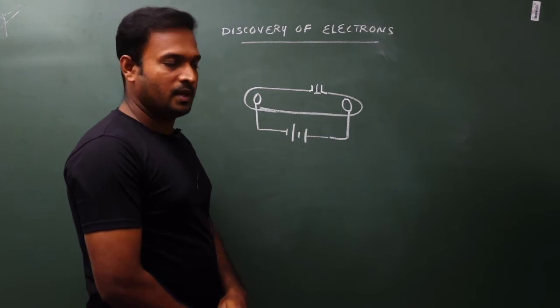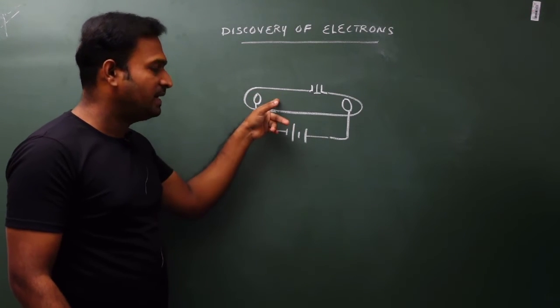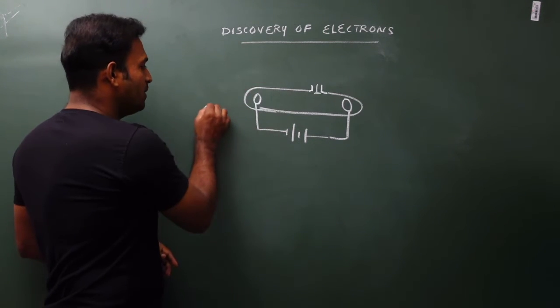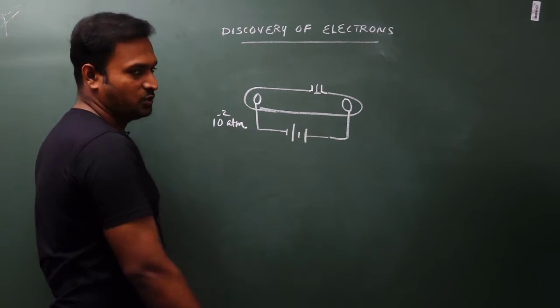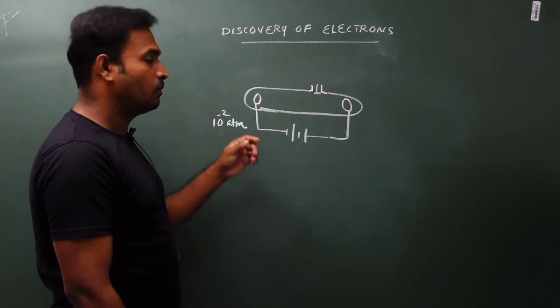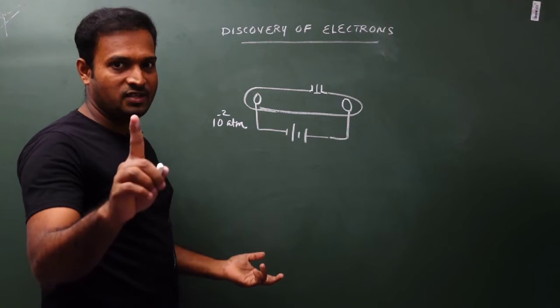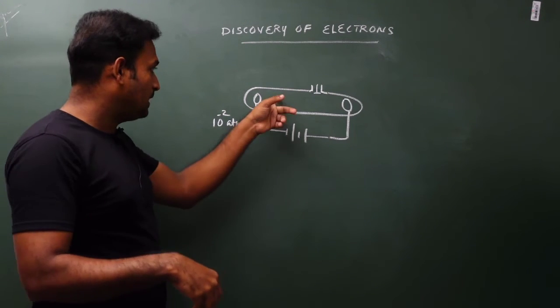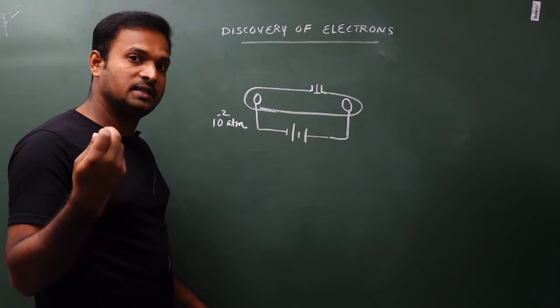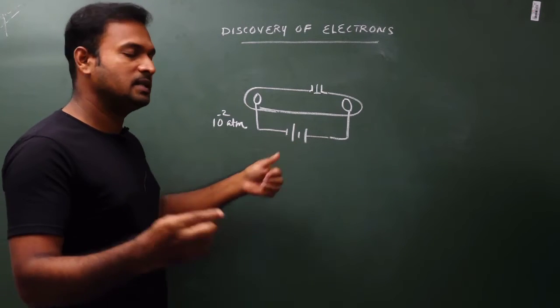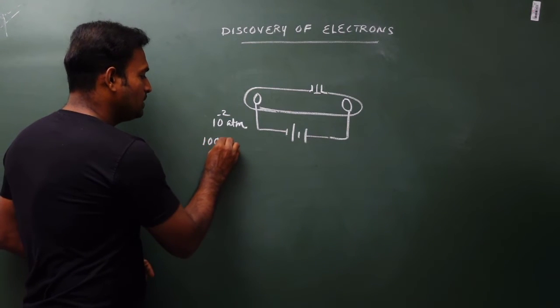J.J. Thomson decreases the pressure inside a discharge tube to 10 raised to minus 2 atm. What is the atmospheric pressure? 1 atm. Inside this discharge tube, he decreases the pressure up to 10 raised to minus 2 atm, and he increases the voltage here. He increases the voltage to 10,000 volts.